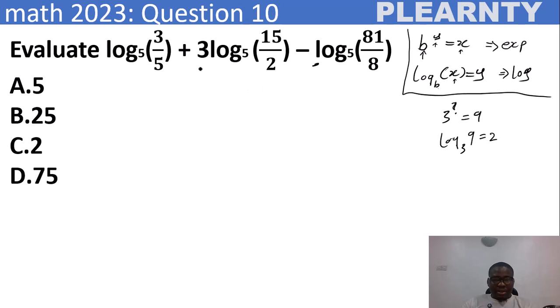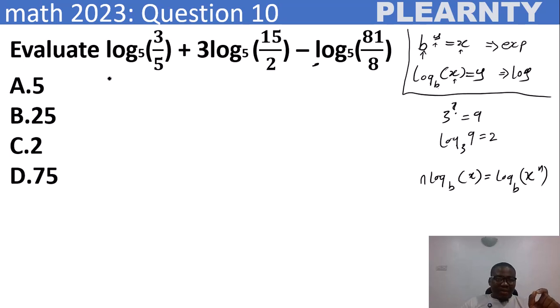But here we have a number before the log, and we can use what we call the power rule. The power rule in logarithm simply means that when you have, let's say, n log base b of x, for example, it becomes log base b of x raised to power n. So that's the power rule. So we are going to apply the same thing here.